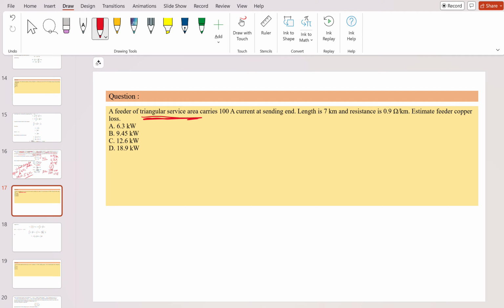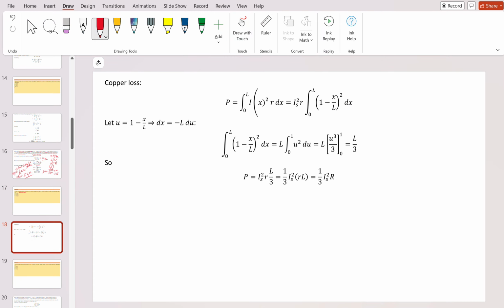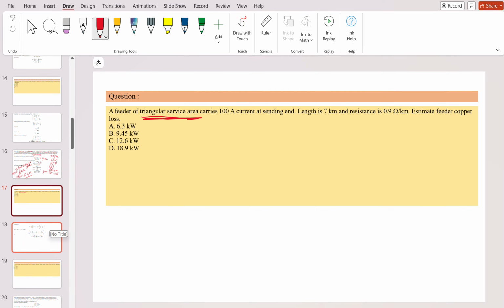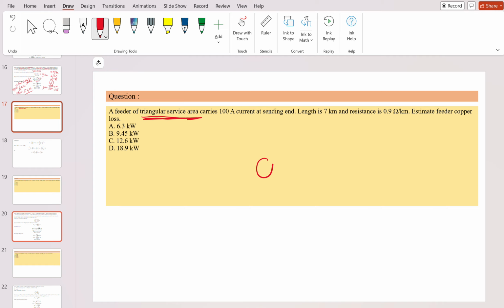Okay, I think most people are not able to understand. Let me give you the solution for this. So what I mean to say, when you see here, estimated feeder power loss. Triangular service area means it is simply like this. When you have a service area and a structure like this, the feeding will be something like this. Let me explain it to you.